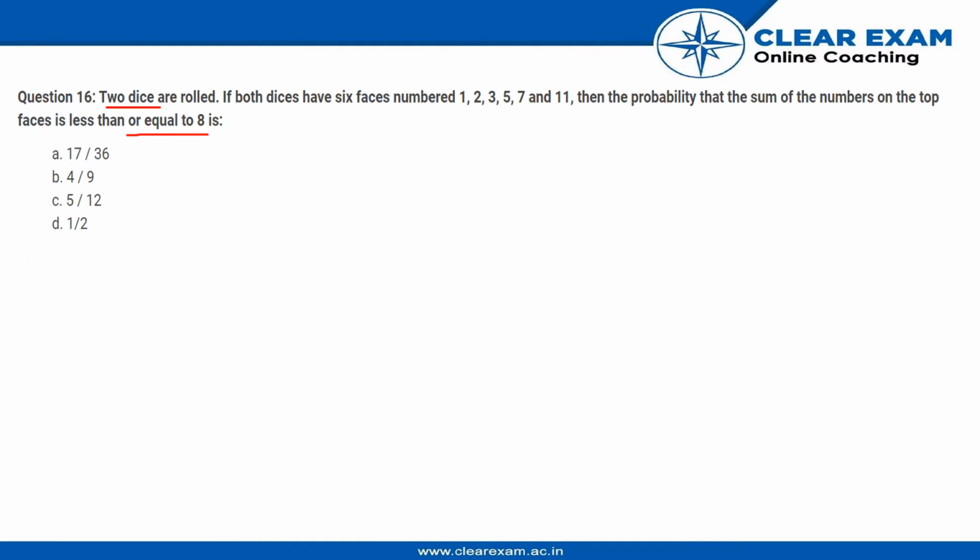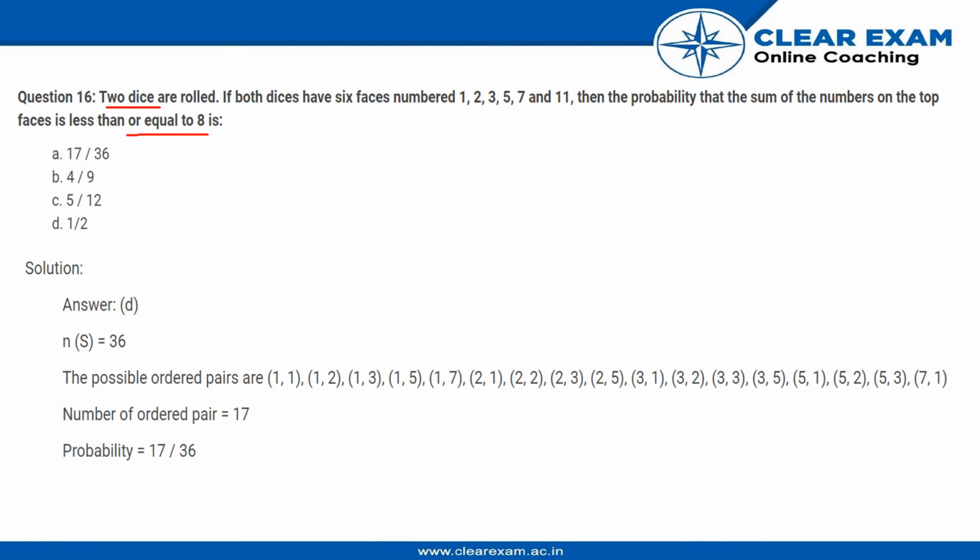So what we can do is we can just write these pairs, that is 1 comma 1 can be the pair because their sum is less than 8. 1 comma 2 is the pair, 1 comma 3 you can do that, or you can look at the numbers, whatever numbers give us the sum greater than 8, you can just discard and write the rest.